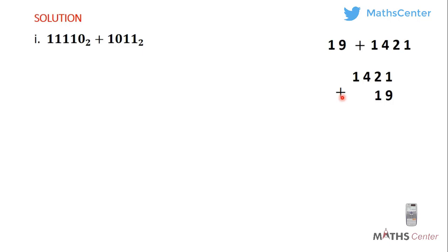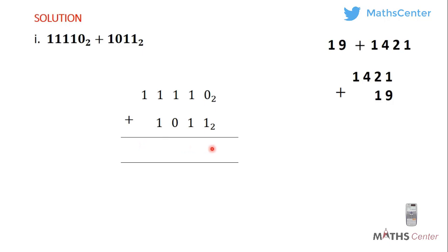As I said, addition and subtraction of numbers in bases that are not base 10 is done in the same way as addition or subtraction of numbers in base 10. So we will do the same thing here. The first number has 5 digits, so we write that one first. The second number has 4 digits, so we write that one below. So we have 11110 base 2 and 1011 base 2. We will bring our addition sign. I'll bring these two lines so that we write our answers between them.